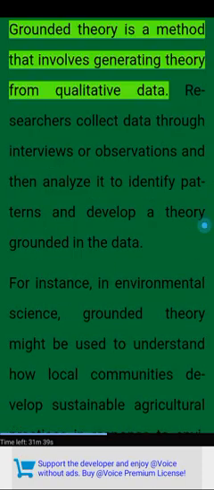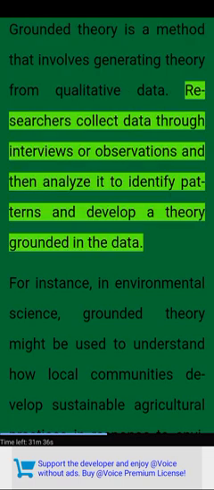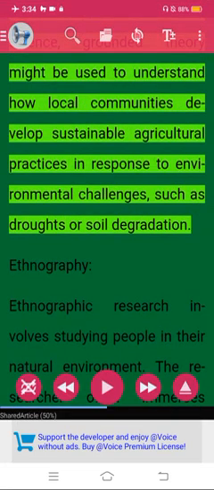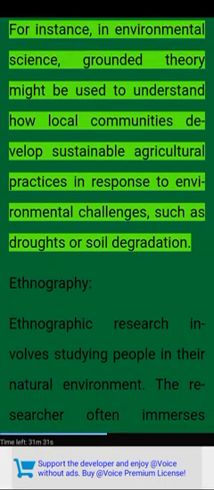Grounded theory. Grounded theory is a method that involves generating theory from qualitative data. Researchers collect data through interviews or observations and then analyze it to identify patterns and develop a theory grounded in the data. For instance, in environmental science, grounded theory might be used to understand how local communities develop sustainable agricultural practices in response to environmental challenges, such as droughts or soil degradation.